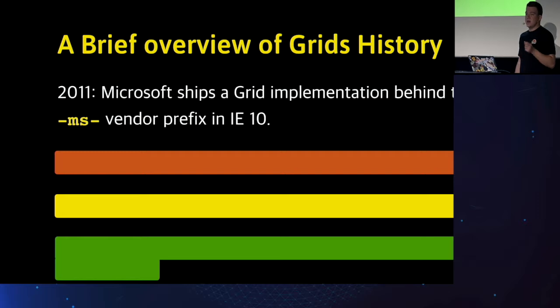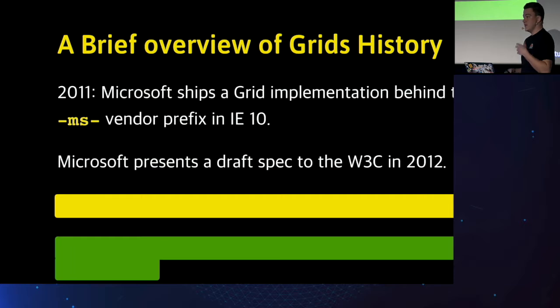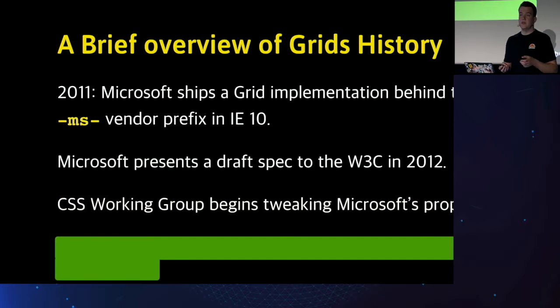And they shipped it behind the MS vendor prefix in IE10. So Microsoft was the company who invented Grid. And then in 2012, they presented the first draft to the W3C, and the W3C actually liked what they saw. So the CSS working group began tweaking Microsoft's proposal, and they took some ideas from the advanced layout module and the frame-based model, and they came up with an official draft.